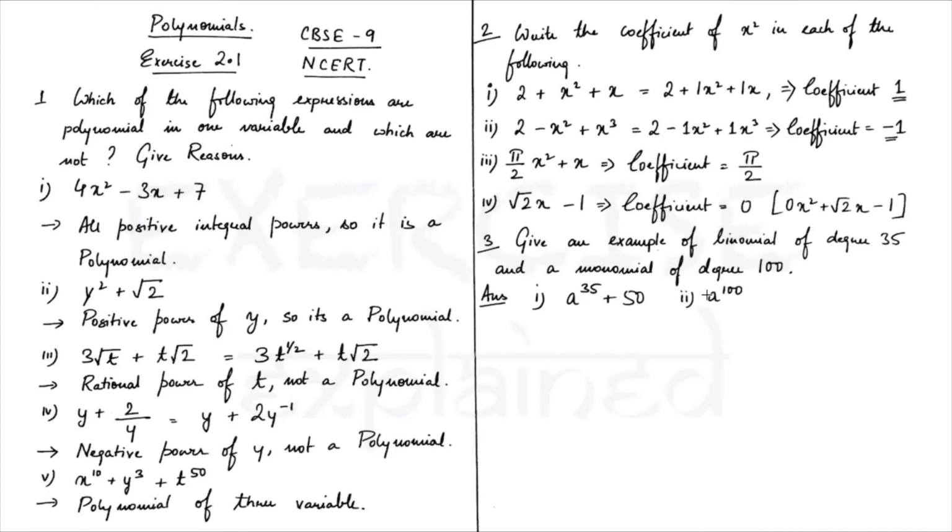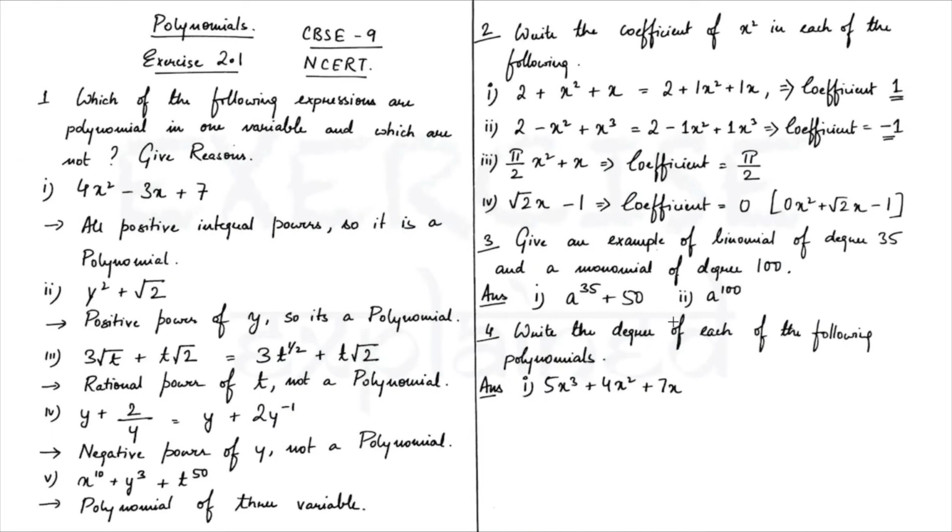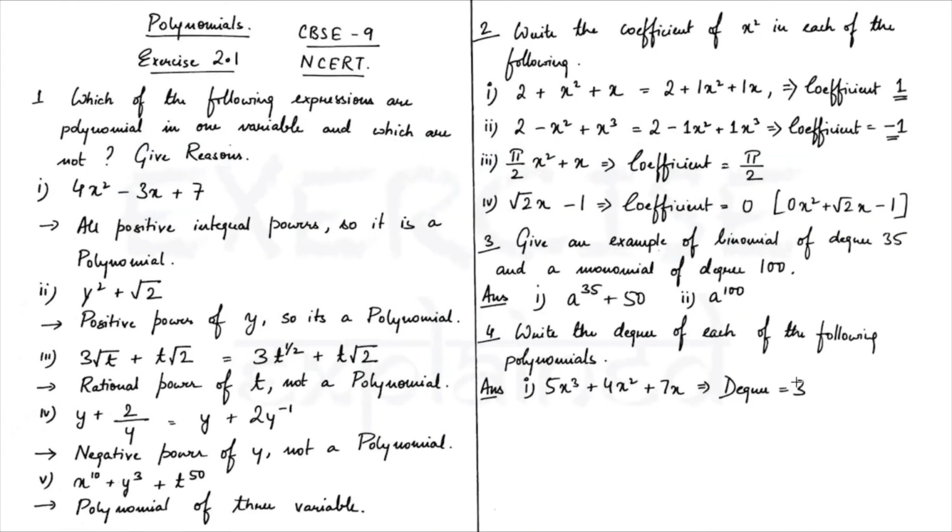Let's get into the next one, that is a monomial of degree 100. So I have just written a to the power of 100. You can definitely write b, c, d, anything to the power of 100. That's going to be your answer. Let's get into the next question. Write the degree of each of the following polynomials. Degree of each of the following polynomials means we just need to write the highest power. So you can see here for this, the degree is going to be 3 because the power of among all these 3 is the highest. So it is going to have a degree of 3.